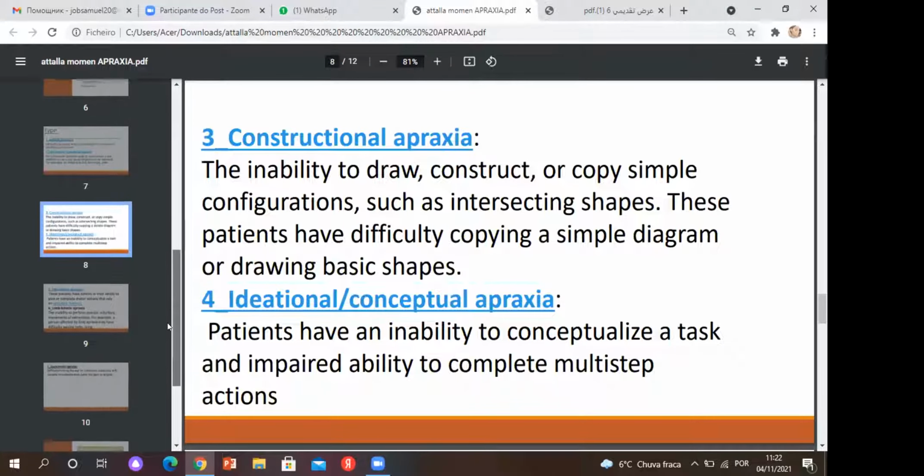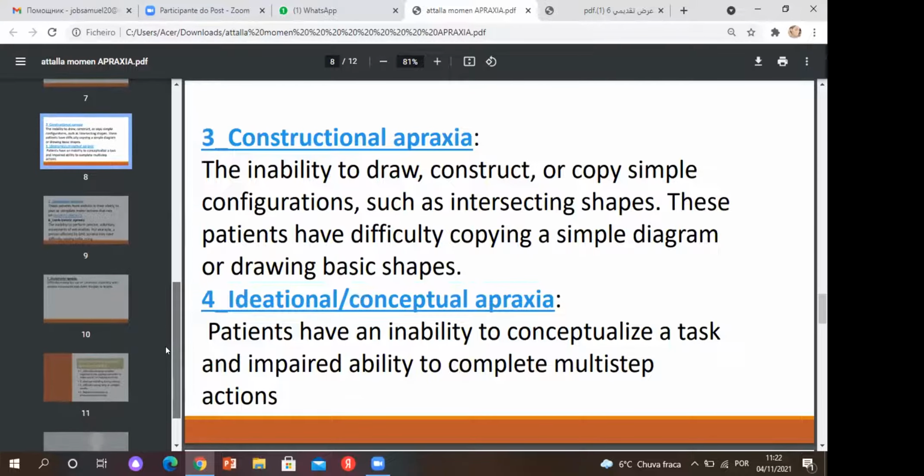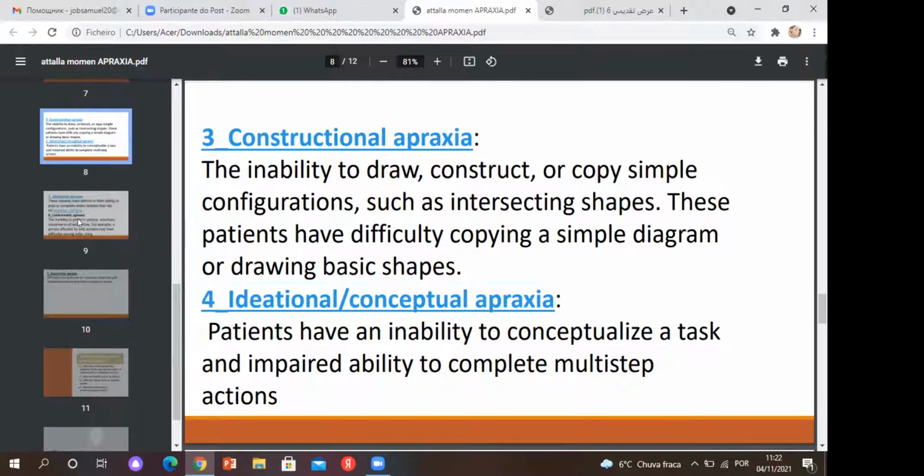Third one, constructional apraxia. The inability to draw, to construct, or to copy simple configurations such as intersecting shapes. The patient has difficulty copying simple diagrams or drawing basic shapes. Fourth one, ideational apraxia. The patient has an inability to conceptualize the task and impaired ability to complete multi-step actions.